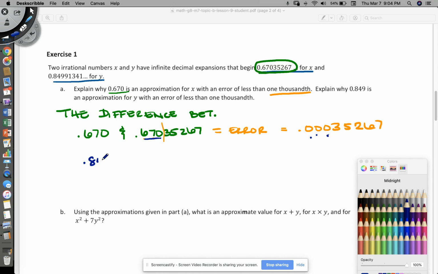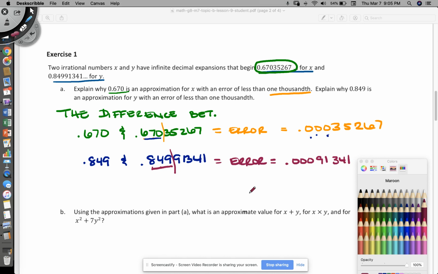We have 849, and that's coming from the y here, which is 0.84991341. And again, this is for the thousandths place, so tens, hundreds, thousands. That's where I'm going to cut it off, which is how they got that number there. And so its error is 0.00091341.